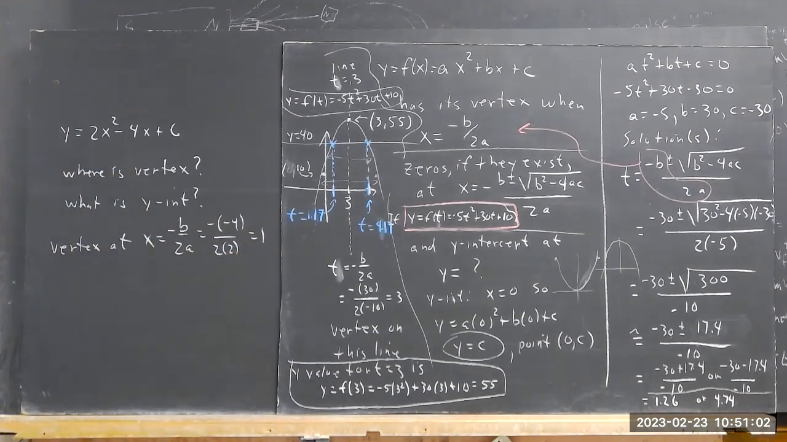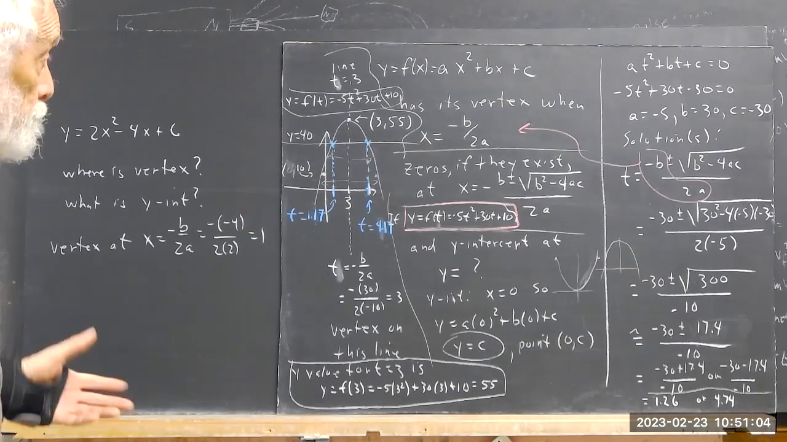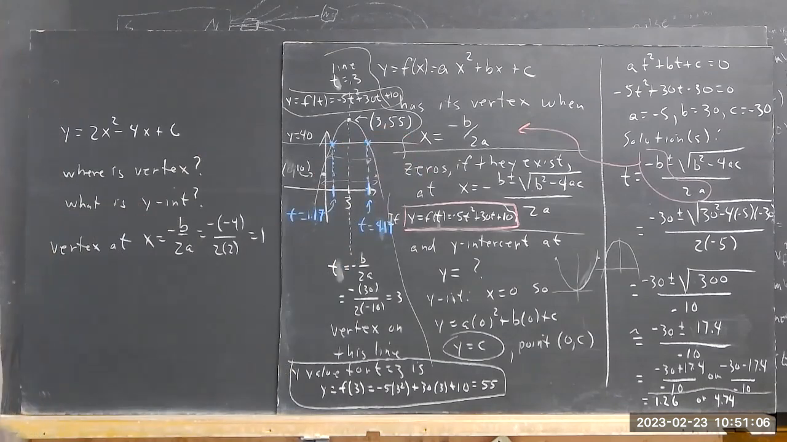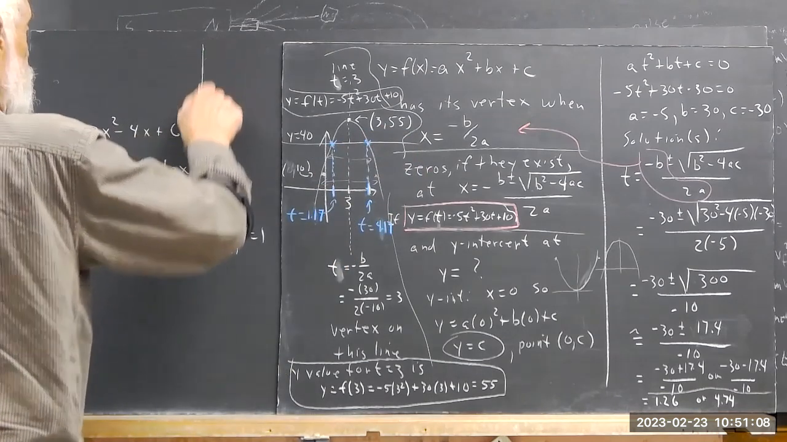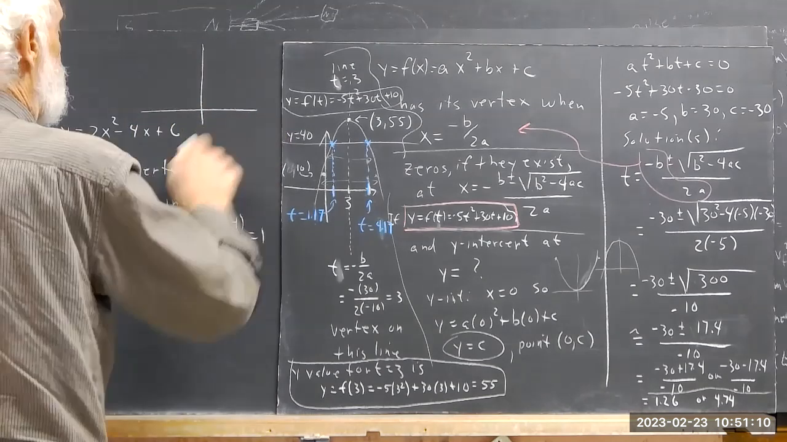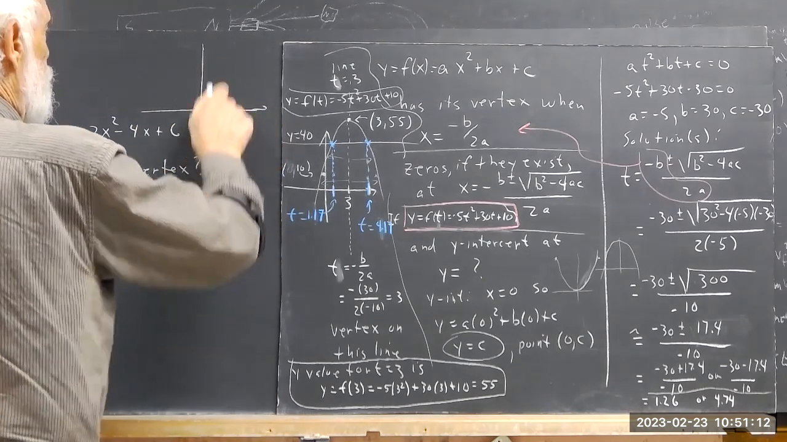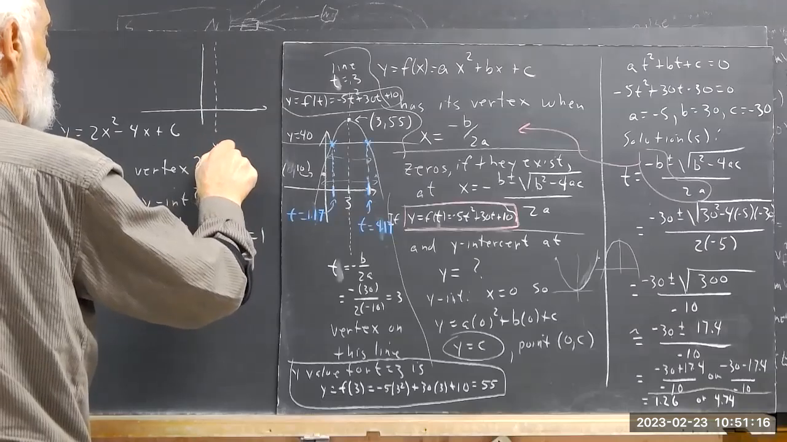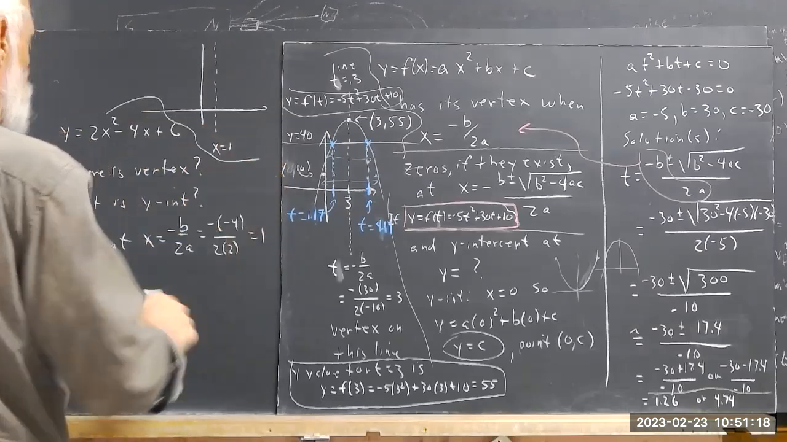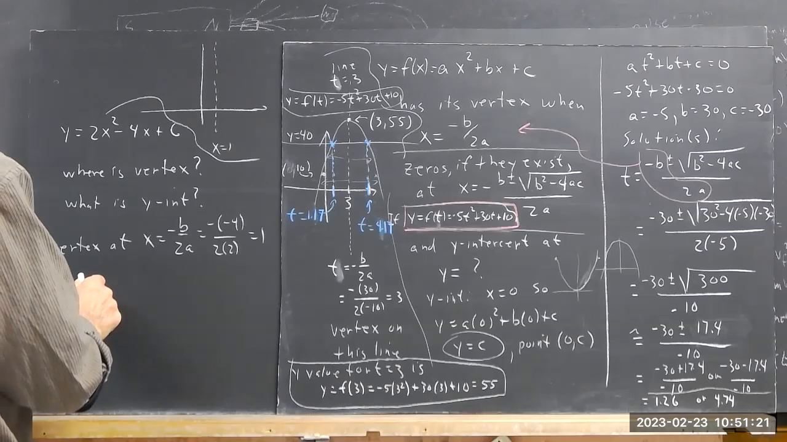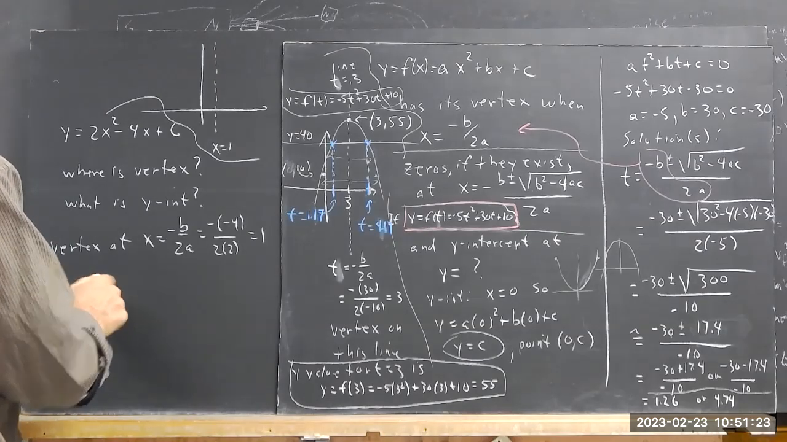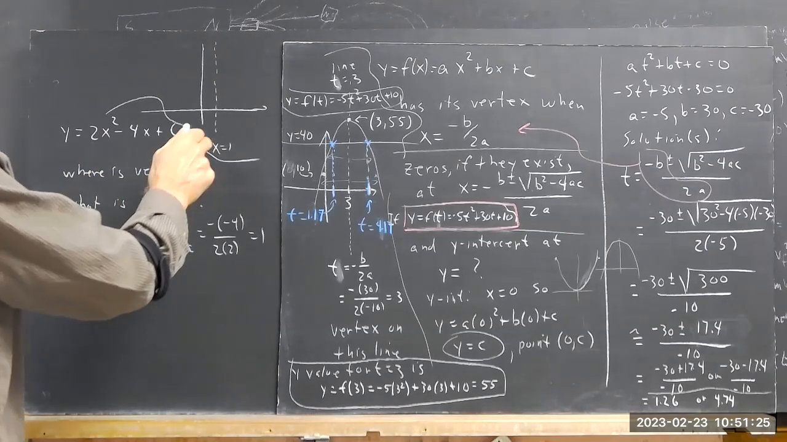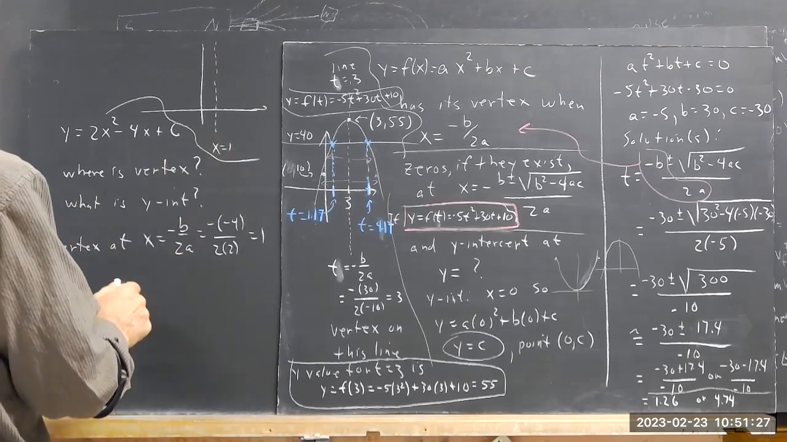The vertex is at x equals 1. That's how you find the vertex. Now I'm going to sketch a rough graph up here. So now I can say, okay, x equals 1. What's the y-intercept? Well, actually, now say, where is the vertex? Yeah, it's on the line x equals 1.